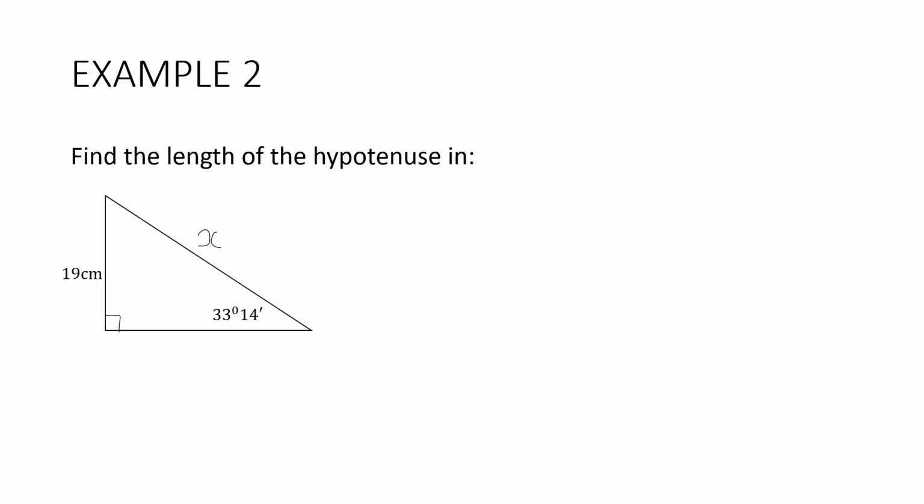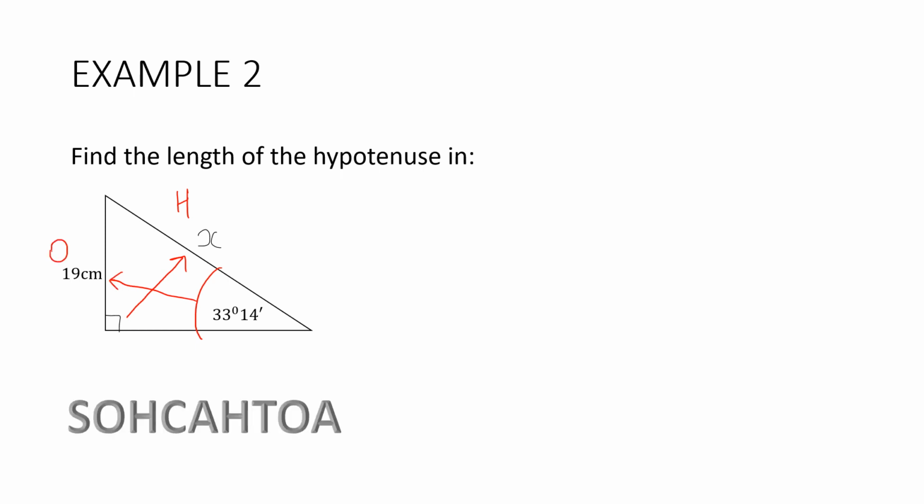Example 2. Find the length of the hypotenuse in this triangle. So let's start the same way. We'll label the sides of the triangle. Opposite the right angle is the hypotenuse. Locate the angle. Opposite the angle is the opposite side. So we have O and H, which is sine. Sine 33 degrees 14 minutes is equal to 19 over x.